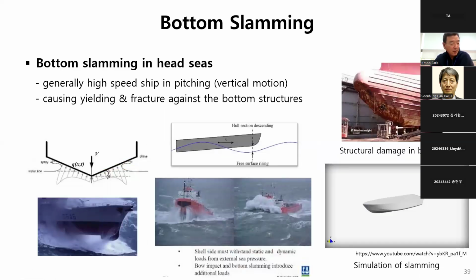Next one is bottom slamming. This loading happens generally for high-speed ships under vertical motion when it pitches a lot. So as you see from this photo, this induces permanent yielding and fracture, especially for the bottom area.